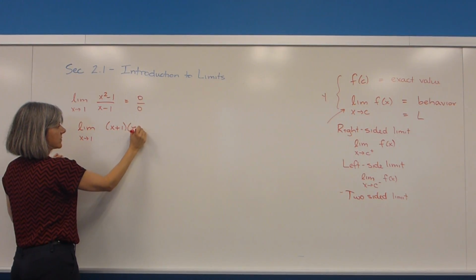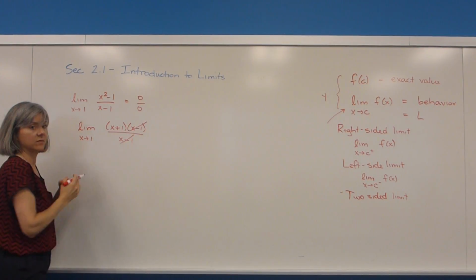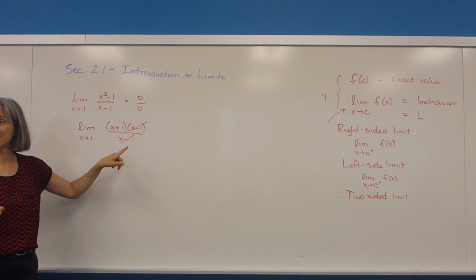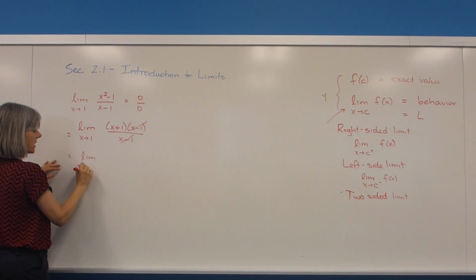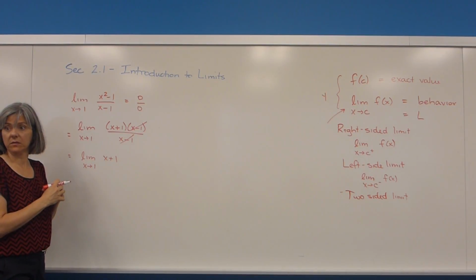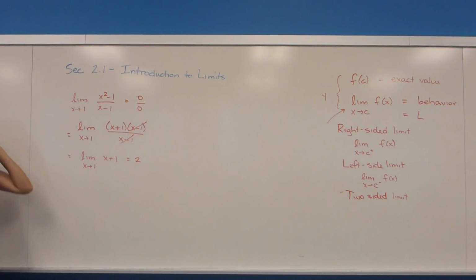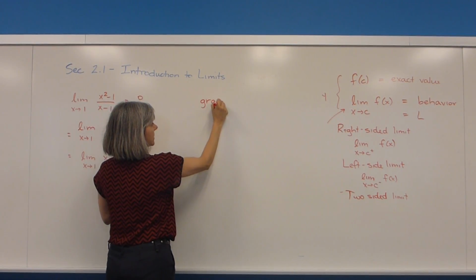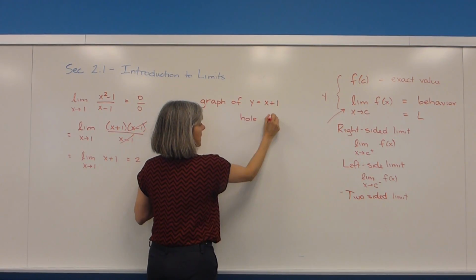I'm going to factor. I'm going to cancel. I know that the offending 0 in the denominator is the thing that's going to cancel. If it doesn't, then something didn't go right. And so now this is equal to the limit as x approaches 1 of x plus 1. What's the first thing you do when you have a limit? Plug in 1, 2. So what does this represent? This represents a graph. This is a graph of y equals x plus 1 with a hole at x equals 1.